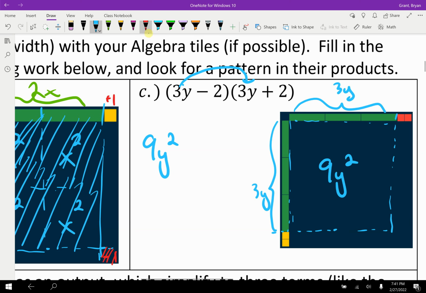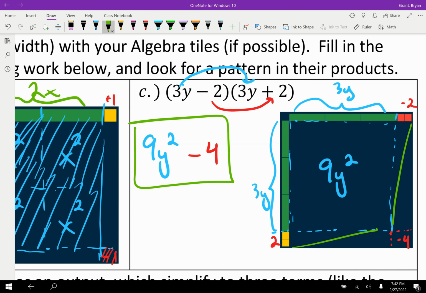Then the other thing we're going to need is this little corner down here. This corner down here is going to be found by using a negative 2 and a positive 2. Negative 2 and positive 2 makes negative 4. We don't have to multiply the others. You could do 3y times 2 and negative 2 times 3y, but because they're the same, though one positive, one negative, they'll cancel out. And so we just care about the 9y squared and the minus 4. It's a neat little shortcut.